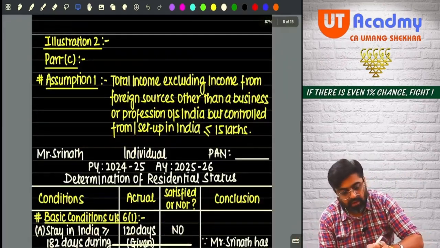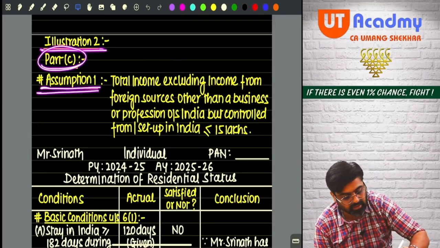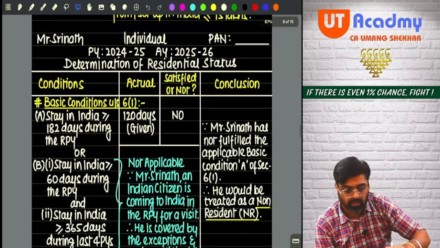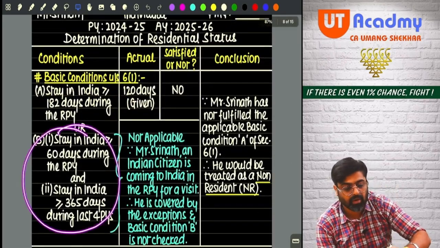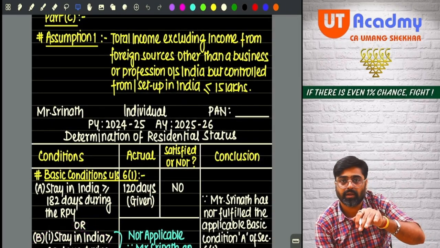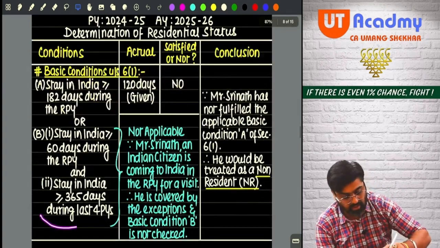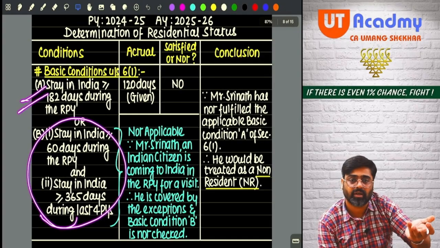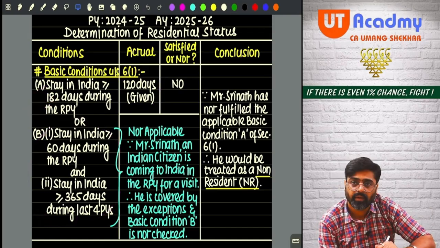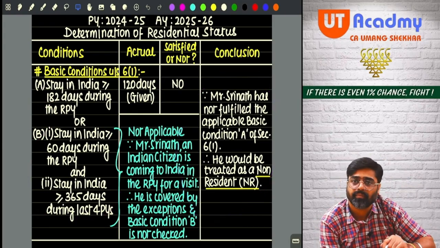See illustration number 2 only, part C. What is our first assumption? That is total income does not exceed 15 lakhs. Same format. Basic condition B not applicable because we are assuming that he is covered by exception, assuming his total income to be less than or equal to 15 lakhs. So basic condition B not applicable, A is applicable, which is not satisfied because his stay is only 120 days, which is less than 182 days. Hence, in this case, if we take this assumption, he is a non-resident.